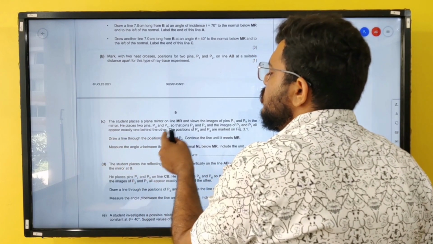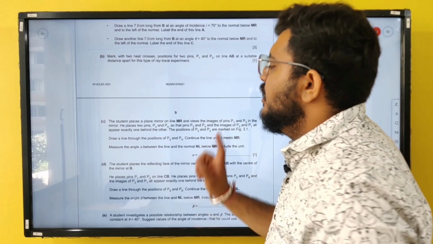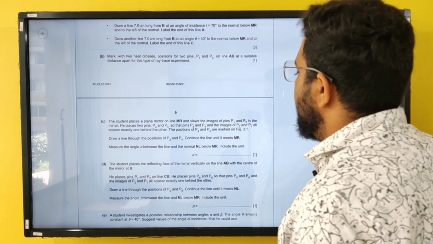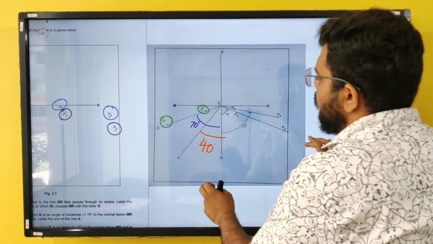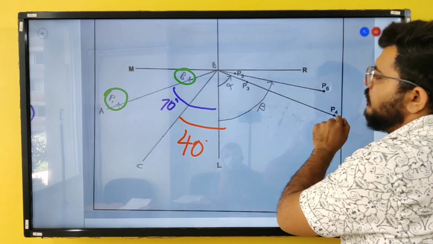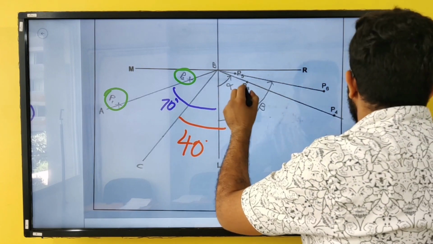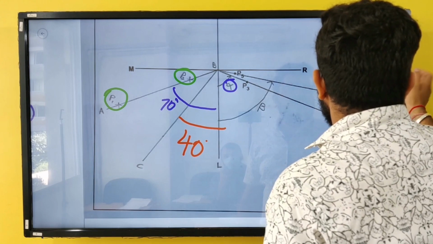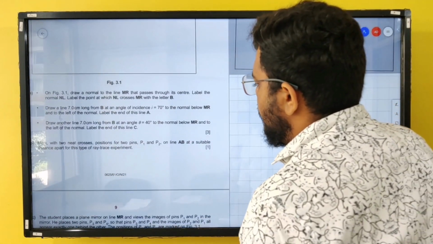Draw a line through the positions of P3 and P4. Continue the line until it meets MR. And measure the angle alpha between the line and the normal NL between MR, include the unit. So what we have to do, we have to measure this angle alpha, right? First draw this line P3, P4 and make it meet B. And then draw this alpha, right? This is our alpha. Now when I found out the value of alpha, it is the angle of reflection, right?